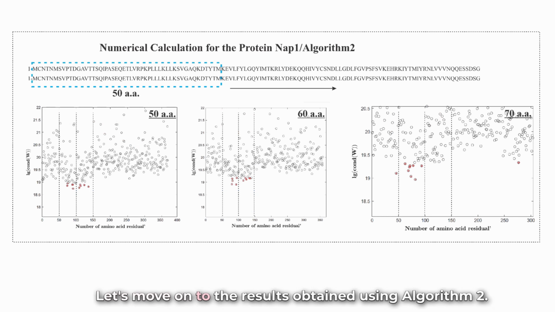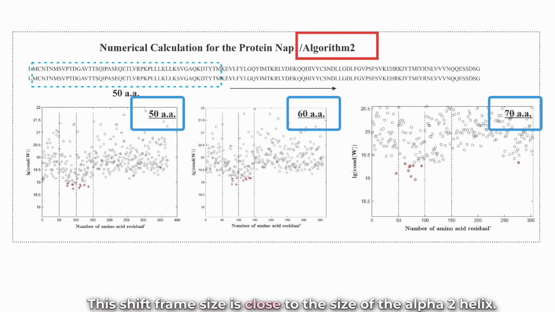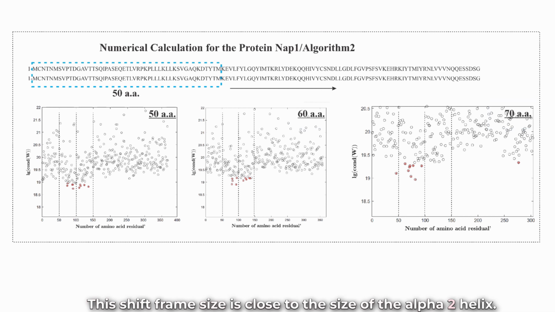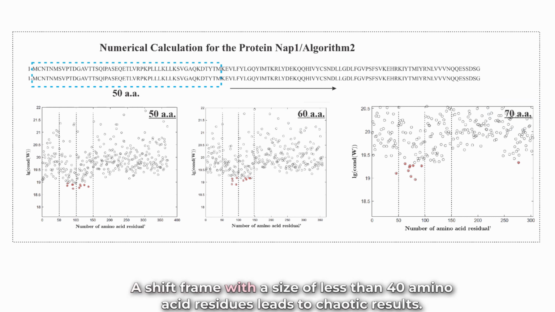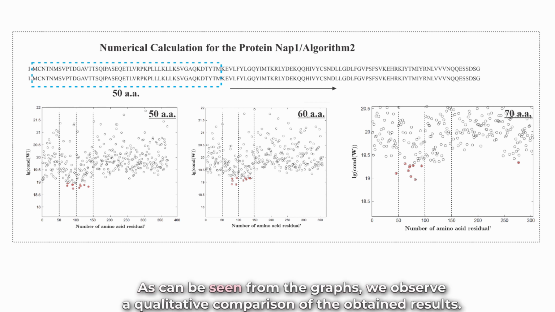Let's move on to the results obtained using algorithm 2. The figures show the results for a shift frame size of 50, 60, and 70 amino acid residues. This shift frame size is close to the size of the alpha-2 helix. A shift frame with a size of less than 40 amino acid residues leads to chaotic results. The graph shows 10 minimum values of the logarithm of the condition number. As can be seen from the graphs, we observe a qualitative comparison of the obtained results.